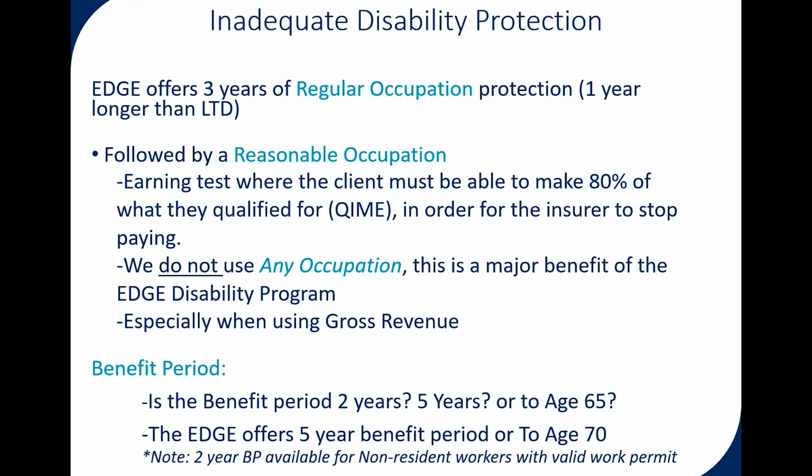And then you want to take a look at the benefit period that the person has right now. Is it 2 years? Is it 5 years? Is it to age 70? Our plans, we offer 5 year and to age 70. We do now, rolled out about a year ago, a 2-year benefit period. Mostly we're selling that to non-resident workers that are on work permits, but anybody could buy a 2-year program. I'm not a big fan of 2-year programs. I always try and sell to age 70, unless I've got a client that maybe is in their 60s and they're going to retire in a few years. I'd sell them a 5-year program.